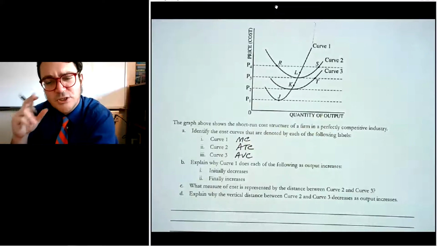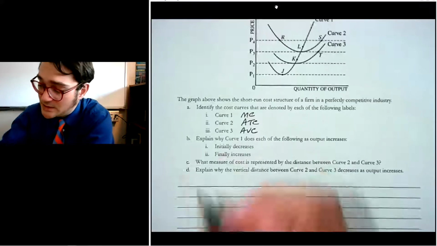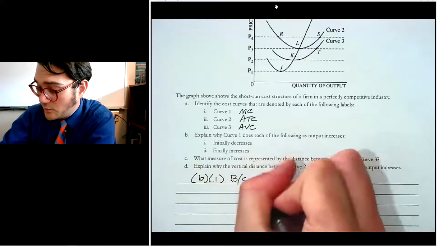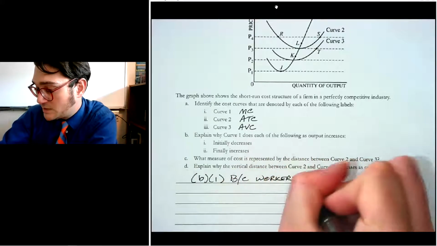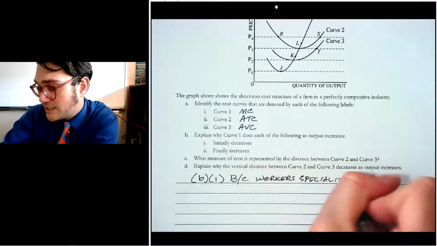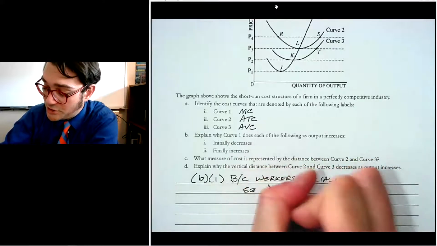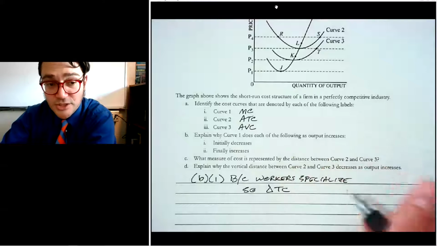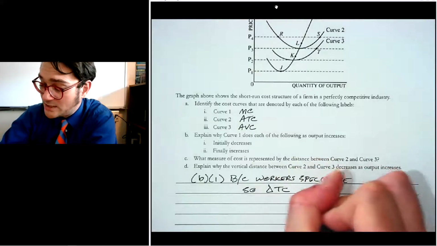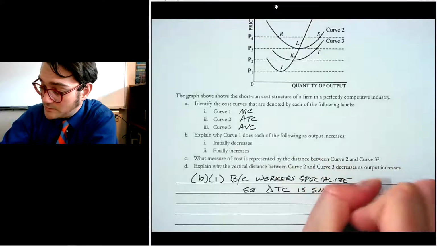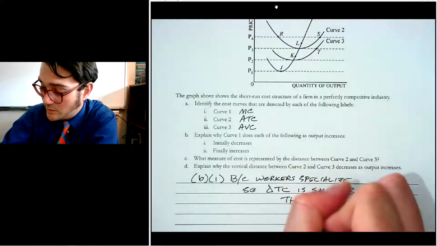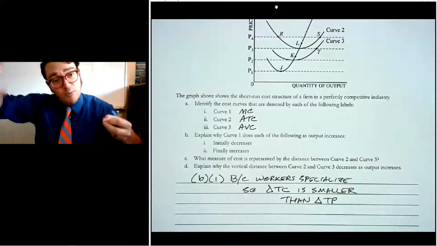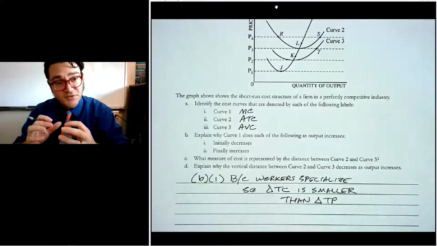Now it says, explain why curve 1 does each of the following: initially decreases and then finally increases. So we'll put B1. It initially decreases because workers specialize. That's the idea of saying, thinking about the change in total cost, that's what marginal cost is: the change in total cost divided by the change in output. We'd say the change in total cost is smaller than the change in total product, because every time we hire a worker, we get a little bit more cost, but we get a whole lot more total product. And so that means the marginal cost value is going to get smaller.